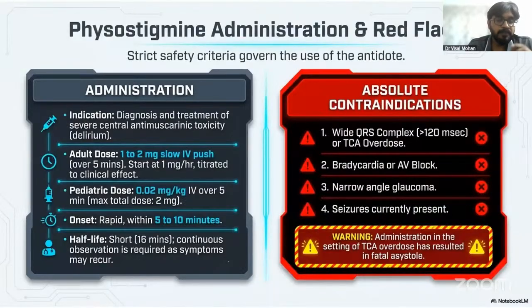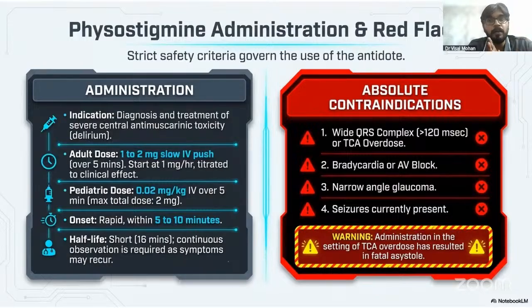Even before giving an antidote, we need to know the indication and contraindication of the medication. Okay, where is it indicated? Muscarinic toxicity, the patient is delirious, agitated, etc. Central symptoms the patient is showing. So we give physostigmine.